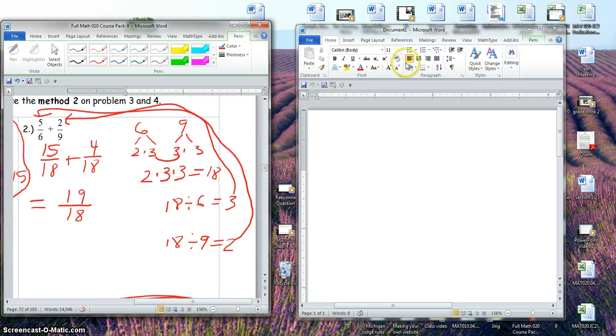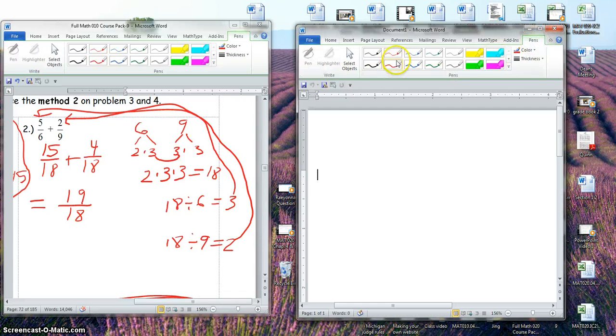Now we're going to do a little bit of a comparison here. Now, what we're going to do is this here. We're going to take this same problem. We have our 5/6 plus our 2/9ths. I need to give some space here. I don't need to redo the prime factorization. You still do all of this. So our denominator is still 18.